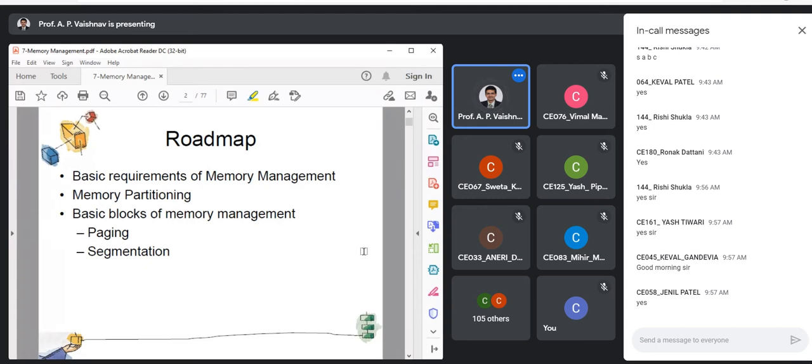Okay, so this is the roadmap for this particular chapter. First, we are going to start with basic requirements of memory management. That is, as an OS, what we are supposed to do. What we need to fulfill to have efficient memory management, and what are the functionalities that you have to consider as a part of the umbrella of memory management.